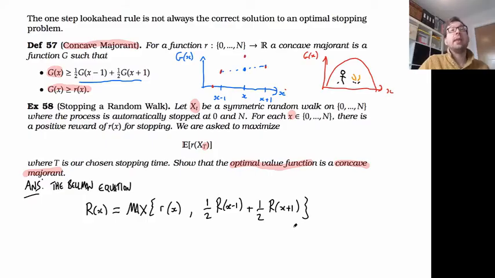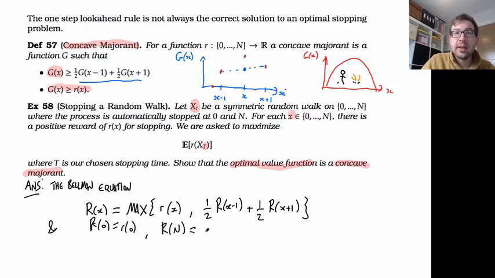We said that we have to stop at the endpoints at 0 and n. So there's no action to take there. So r of 0 is equal to little r of 0, and r of n is equal to little r of n, since we said that we can't take any further action once we've hit 0 or n.